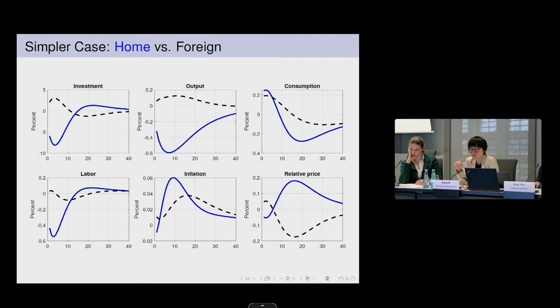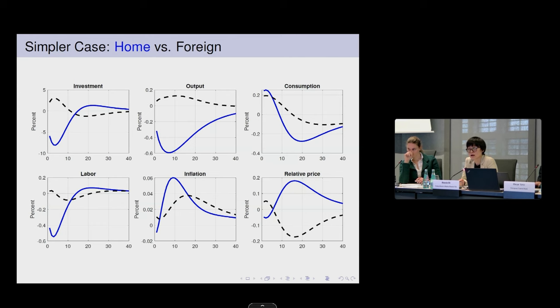For the foreign country, on the other hand, because there is a capital outflow from the home country to the foreign country, the investment actually increases in the foreign country. Output goes up, consumption goes up, and inflation also goes up because that's more demand driven. So even though inflation increases in both countries, the underlying reason is different. One is from the supply side, one is from the demand side.